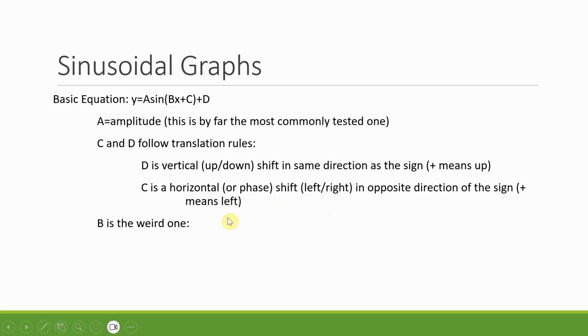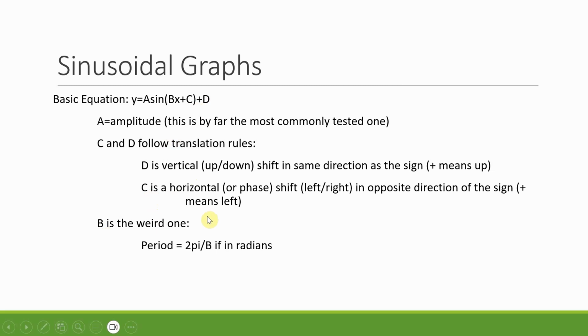The final thing I want to talk about is B. That's the weird one. It's not hard, it's just not as direct as these. The value is this, that's the amplitude. How much does it shift up? The value that's right there. How much does it shift left or right? The value that's right there. B, you have to do a little bit more to it.